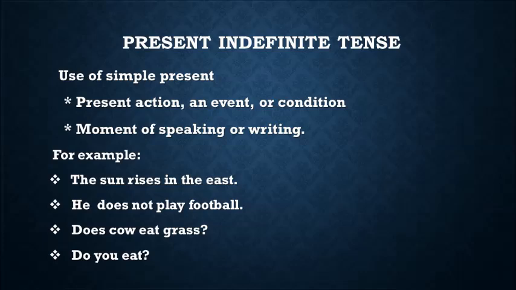That is a negative sentence. Then, does cow eat grass? That is an interrogative one using does. Do you eat? Now, this is again an example of interrogative sentence. Now, let's deal with them one by one. Universal truth and habitual action.